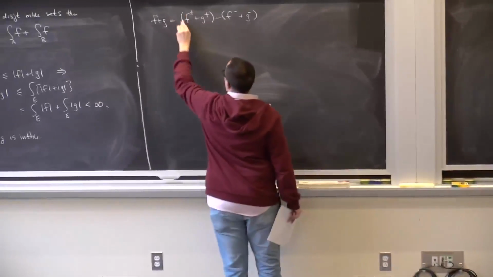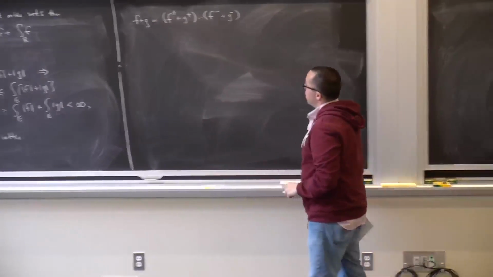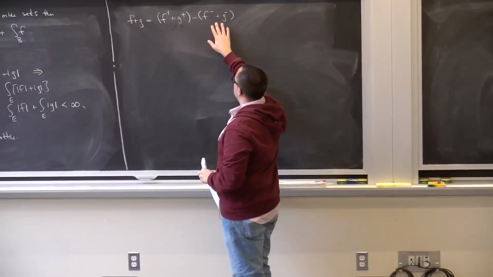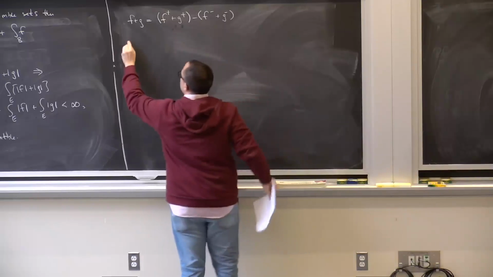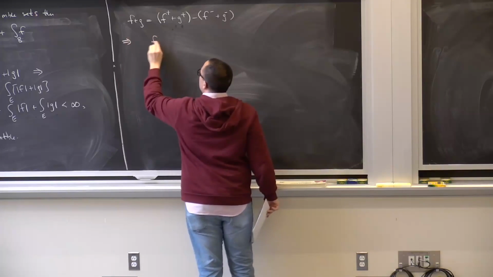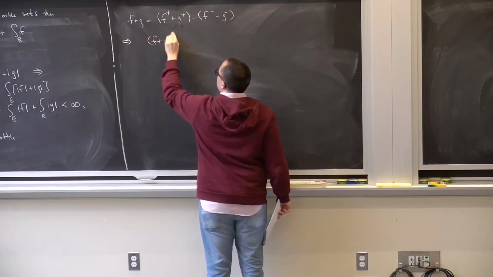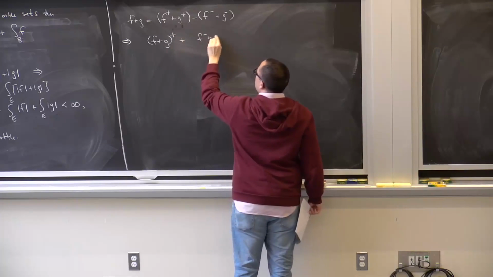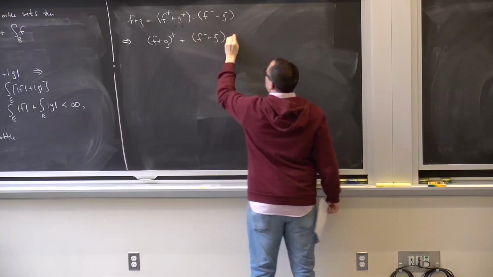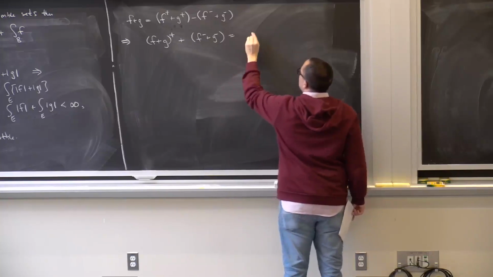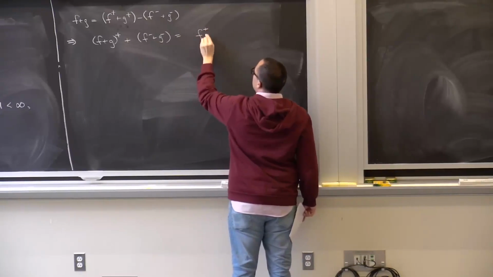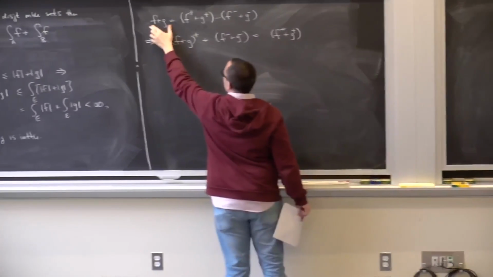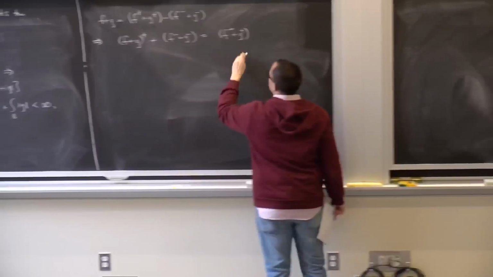Now, this does not say that the positive part of f plus g is equal to this, or that the negative part of f plus g is this, but it does say that the positive part of f plus g plus the sum of the negative parts is equal to, just by splitting the left side into positive and negative parts, I get this identity.